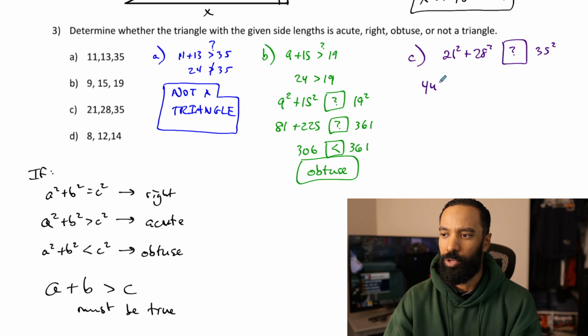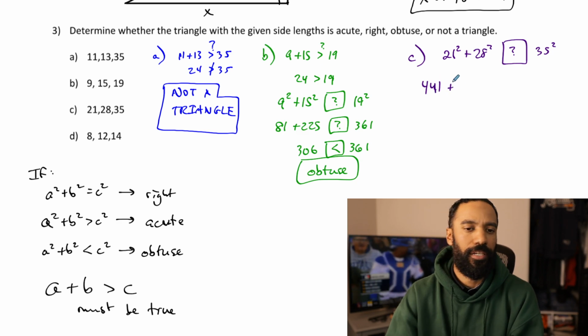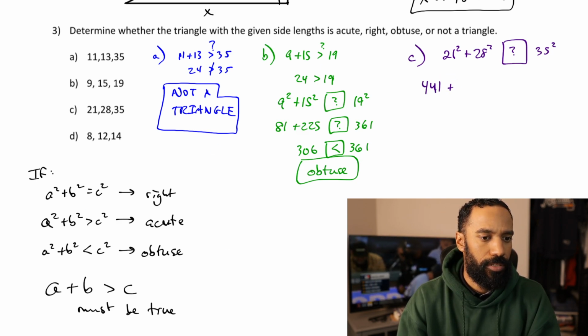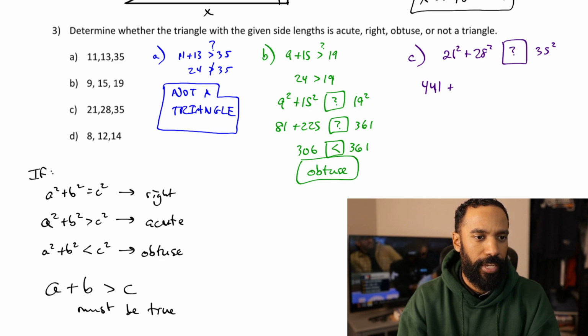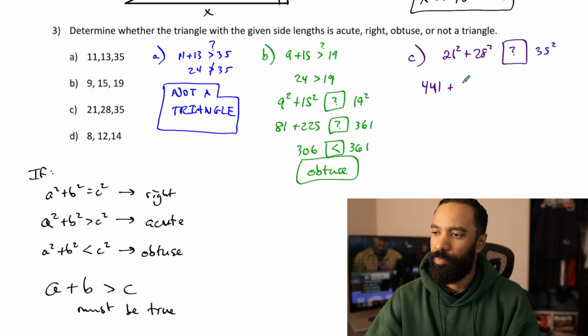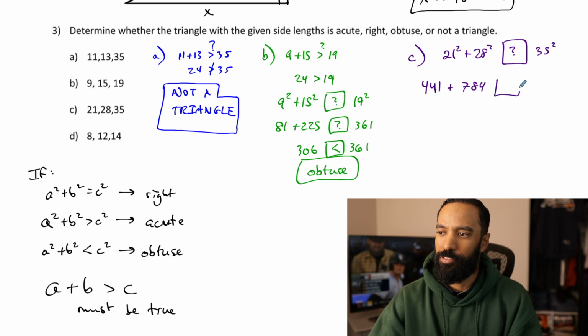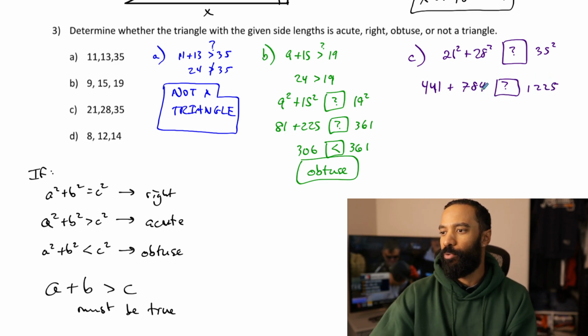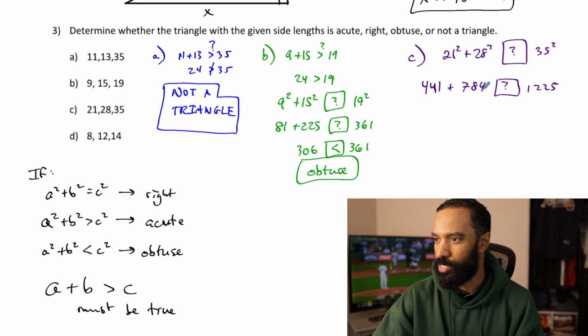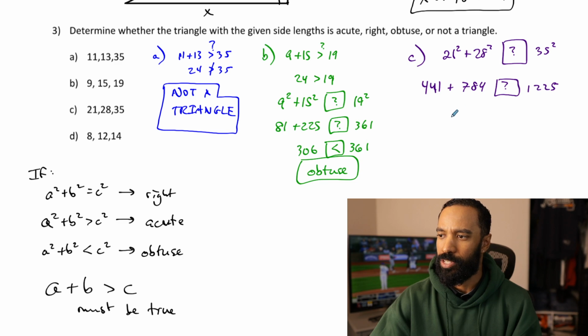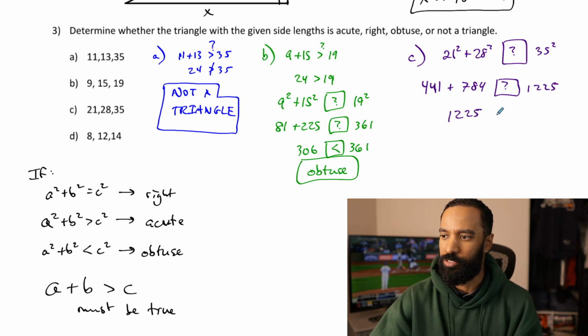This is 441. I don't know 28 squared. I don't even want to guess. 784. And I believe 35 squared is 1225. So I'll go with that. Oh, I think this is a 3-4-5 Pythagorean triple, isn't it? Yes. So 1225. I should have seen that right off the bat. 1225 and 1225. These are equal to each other. So this is a right triangle.